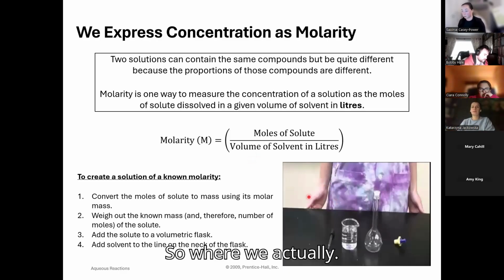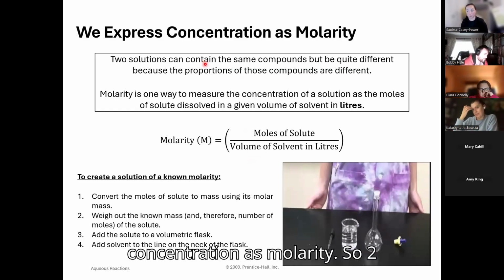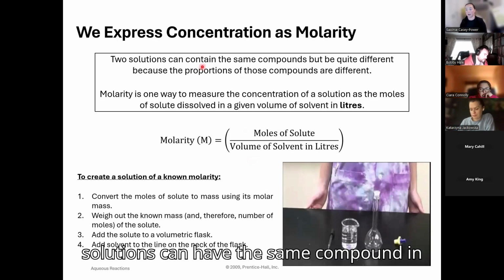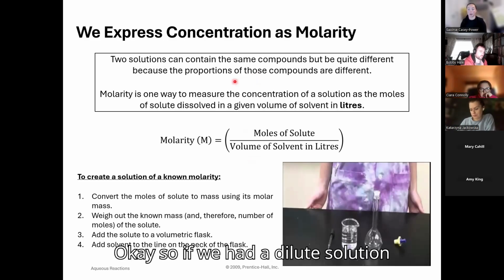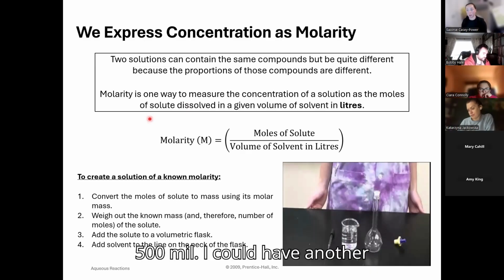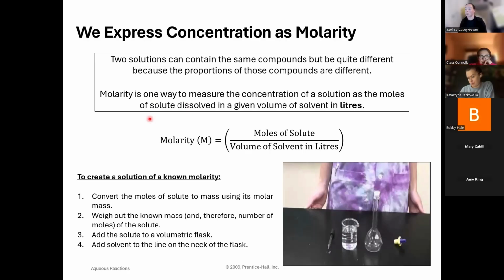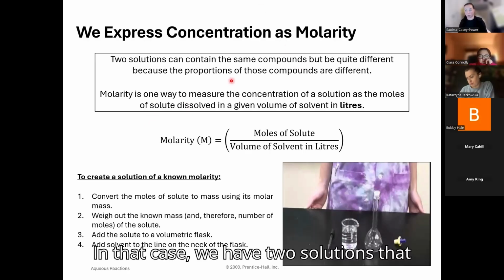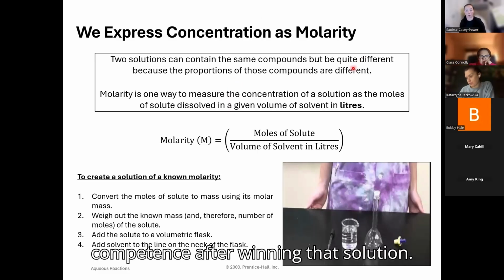So we express concentration as molarity. Two solutions can have the same compound in them, like I just described. If we had a dilute solution of NaCl, where we have 0.5 grams in 500 ml, I could have another solution on my right that is an NaCl solution, but it has 20 grams of NaCl per 500 ml. In that case, we have two solutions that contain the exact same thing, but with two different proportions of the compound within that solution.